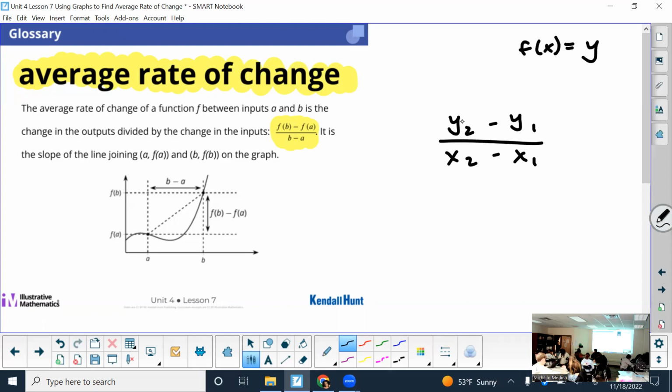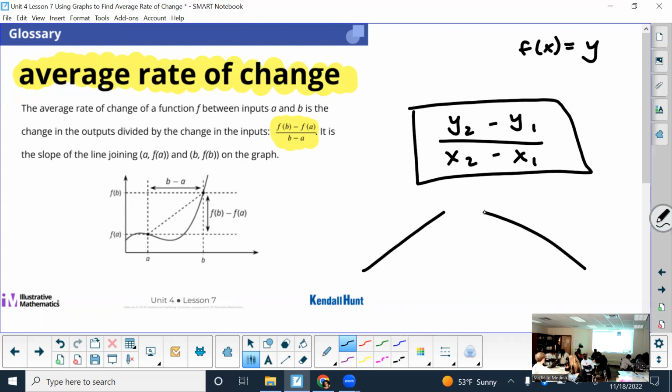It's the formula for slope. If you've ever used that before for linear functions, we just called it the slope formula. But it's also the average rate of change formula. The difference is if it's not a linear function, like this one is not linear, it's curvy.